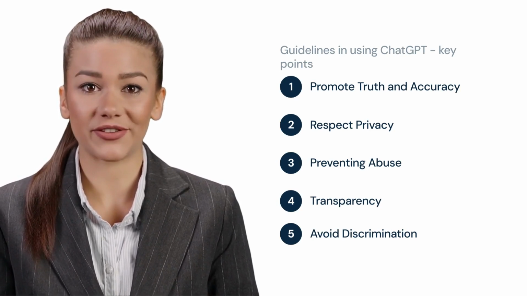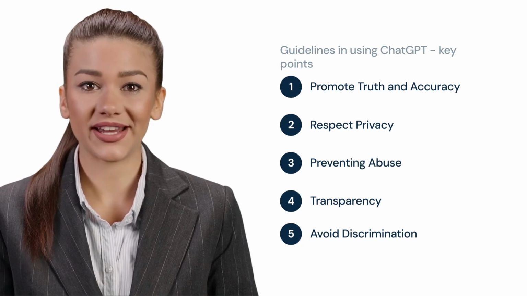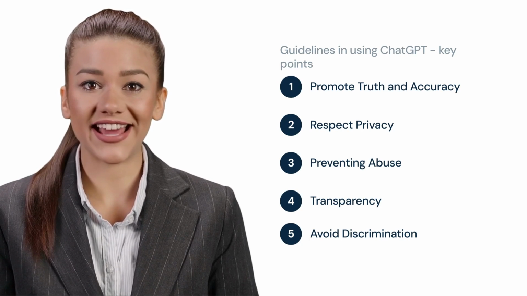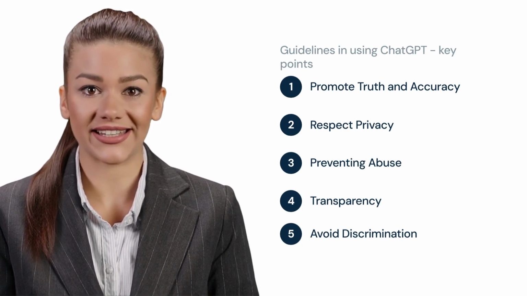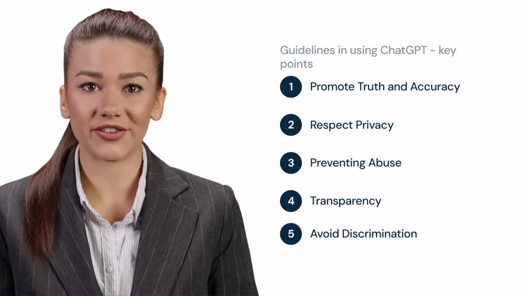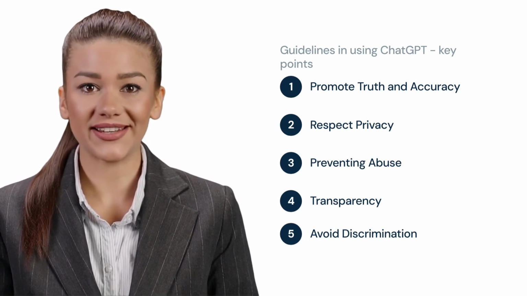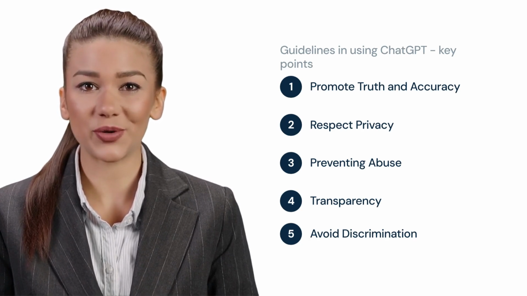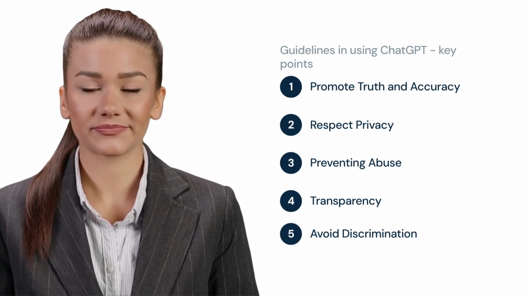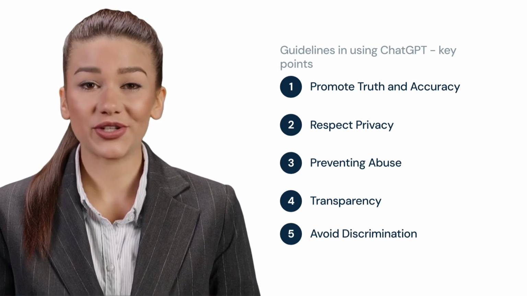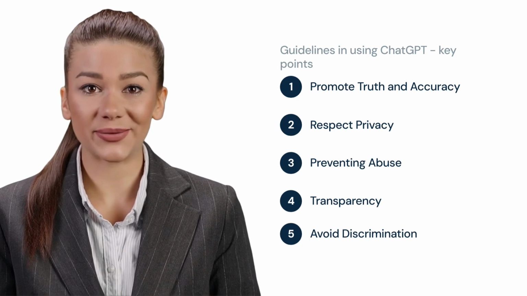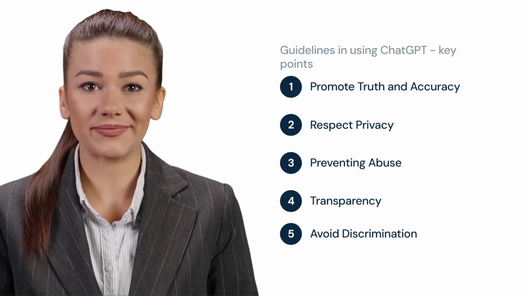Respect privacy. Protect user privacy. Collect only essential data that complies with privacy laws. Ask users for consent before collecting sensitive data. Prevent abuse. Closely monitor the use of your chatbot to prevent abuse, hate speech, or harmful behavior. Implement filters and report inappropriate behavior. Transparency. Inform users that they are interacting with a chatbot. Be transparent about the automated nature of the service.